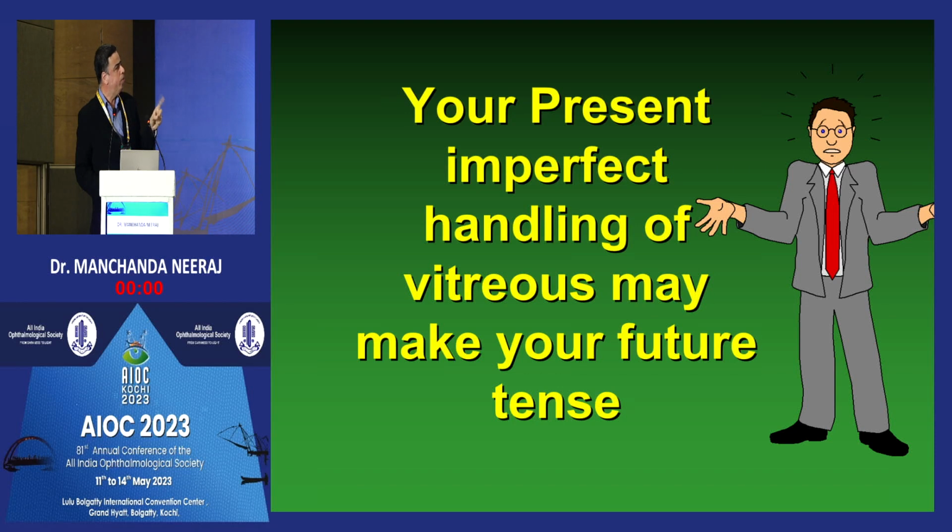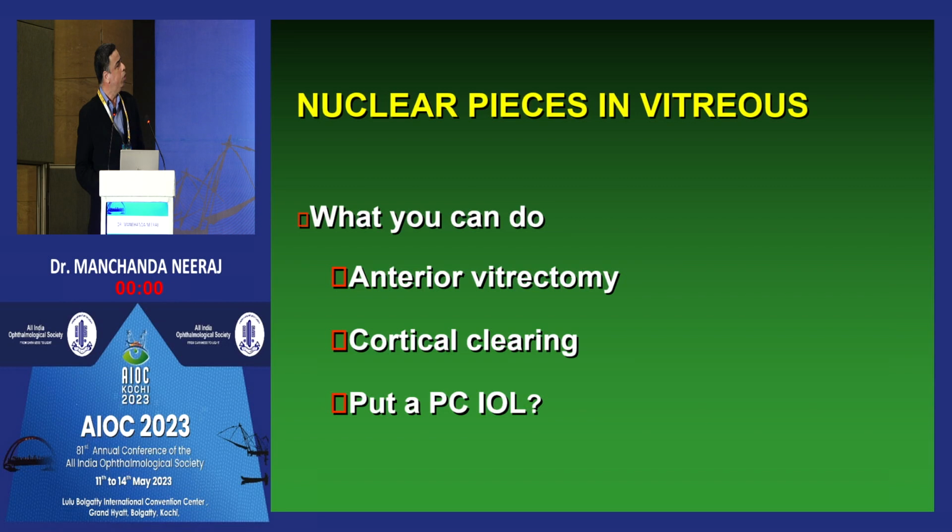So your present imperfect handling of vitreous may make your future tense. This is a very important message. And what you can do is anterior vitrectomy, cortical cleaning, and PCIOL, if you are confident, you can put, or leave it for the vitreoretinal surgeon to do it if there are pieces in the vitreous.